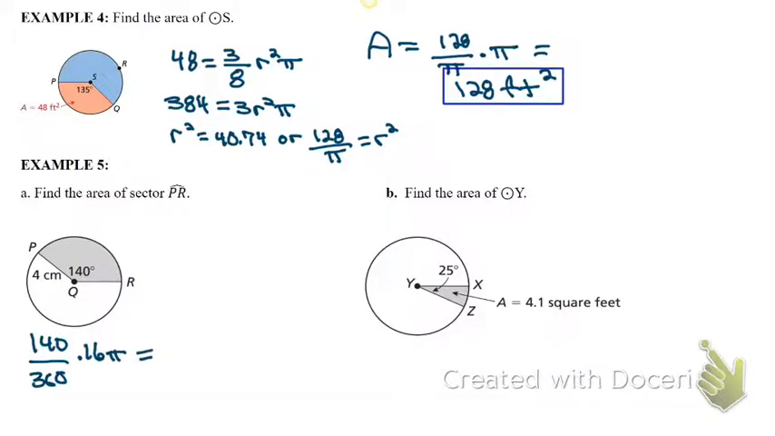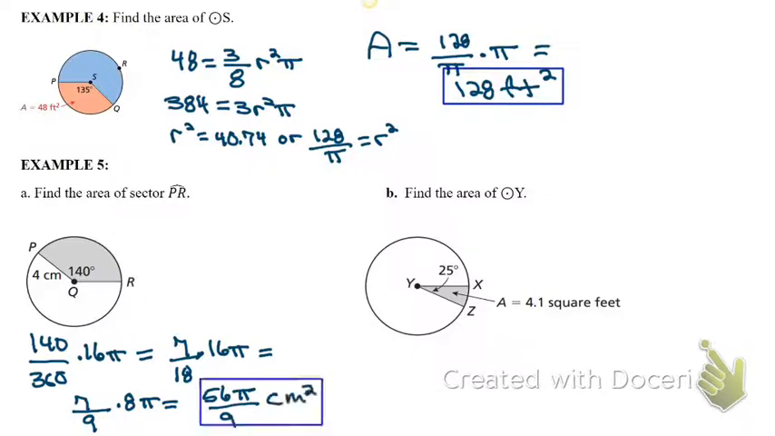We have our sector is 140 degrees. We want to divide that by the total, 360 degrees. Multiply that times 16 pi. Do some simplifying to make this problem a little easier. And then when we're done multiplying, we have 56 pi divided by 9 centimeters squared. Careful on your units.